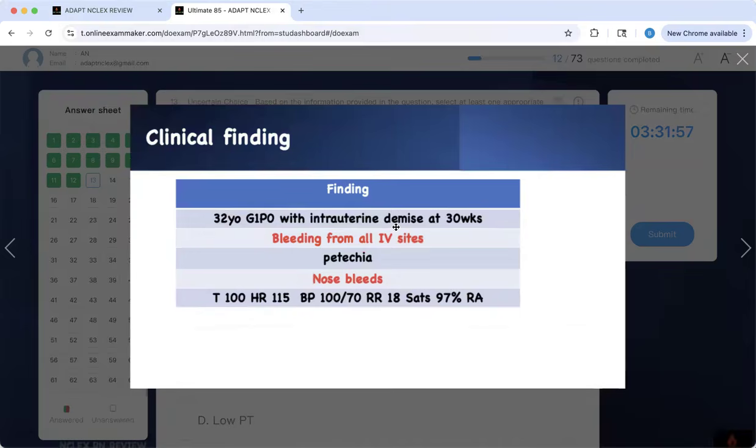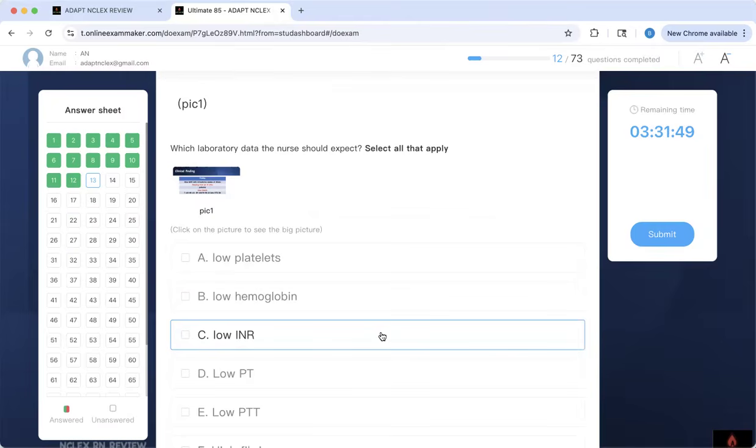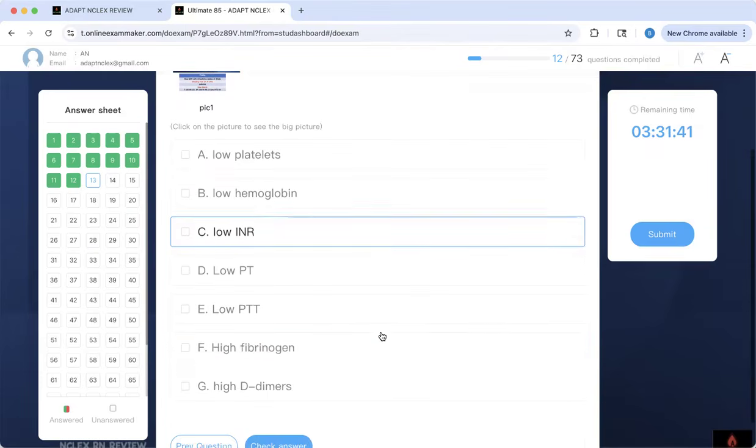When you see intrauterine demand and bleeding from all IV sites, petechia and nosebleed, this is DIC. If this is DIC, disseminated intravascular coagulation, there's a consumptive problem. It's going to consume all your coagulation factors. What is going to happen?